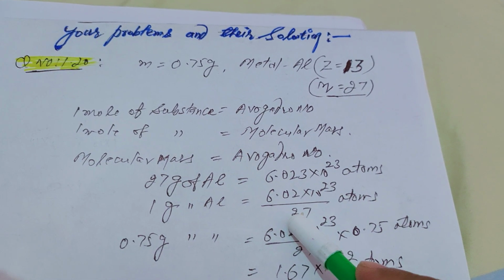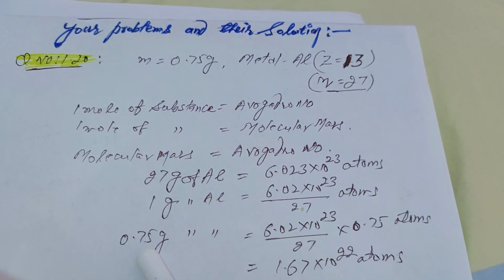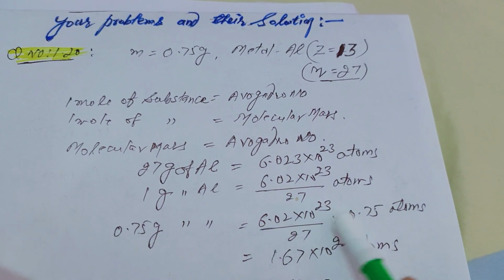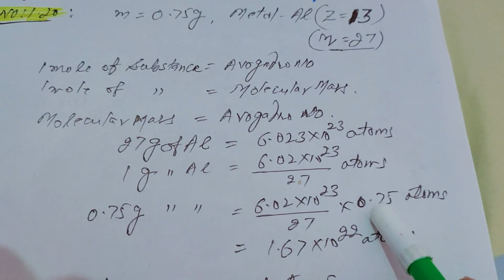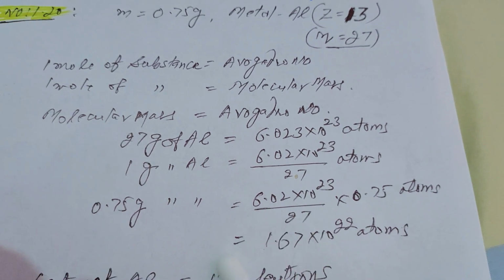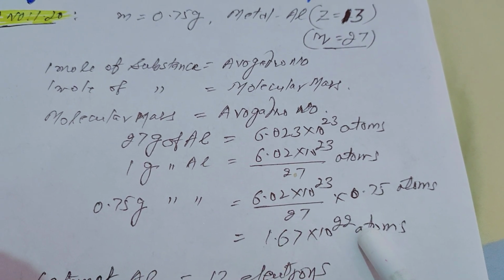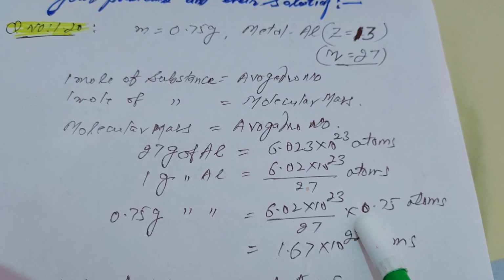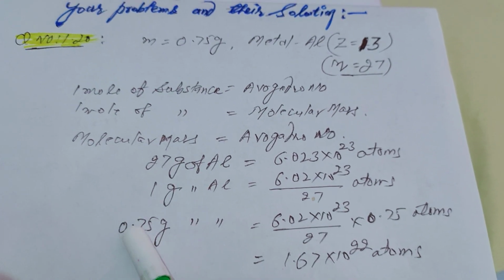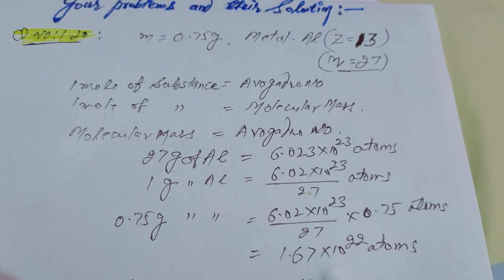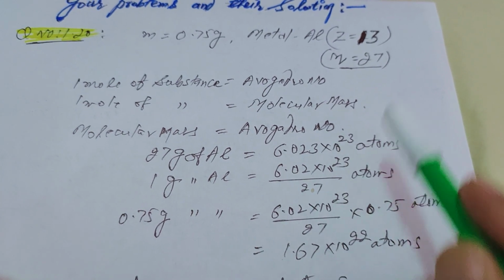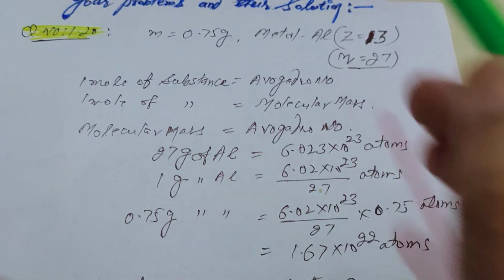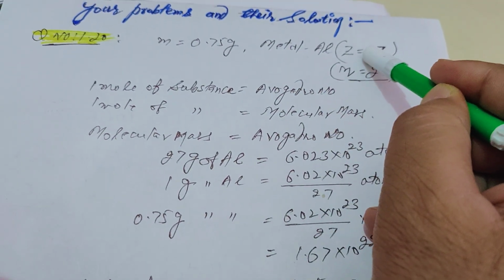And how much mass is given to you? It is 0.75 gram. So how many atoms are there? Just multiply this by 0.75. On solving you will get 1.67 into 10 to the power 22 atoms. So this is the number of atoms in the total mass that is given to you, and you are supposed to calculate now the number of electrons. One atom of aluminium contains 13 electrons.